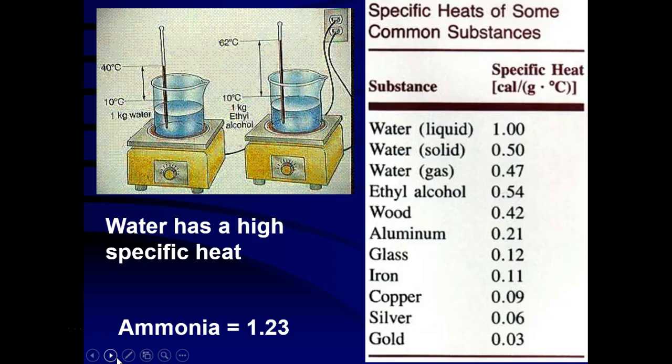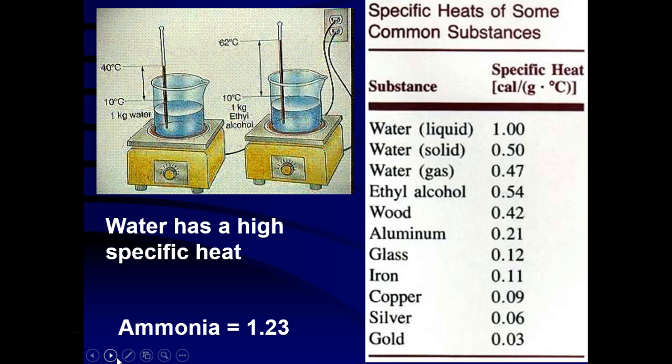Anything less than 1 is something that requires less energy to heat up. And for example, if you start looking at certain types of metals, for example, gold and silver and copper and aluminum, that's the reason why they heat up so quickly. It's because they have a low specific heat.